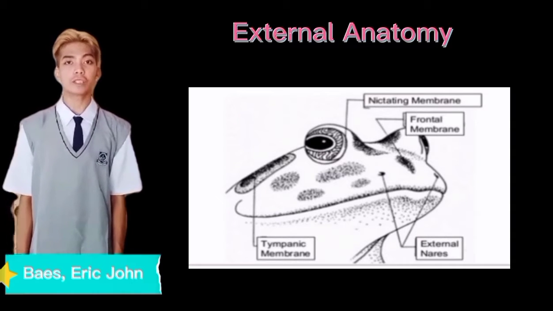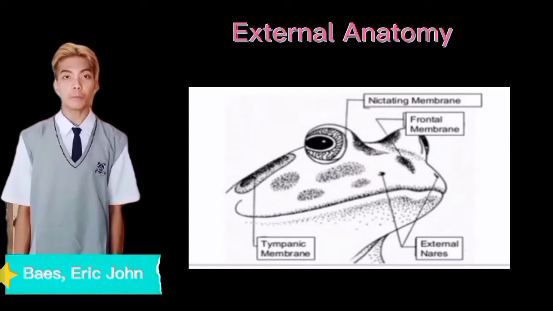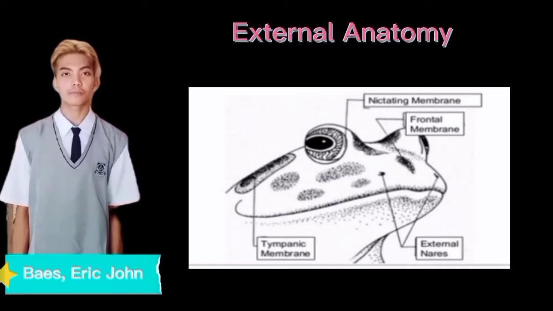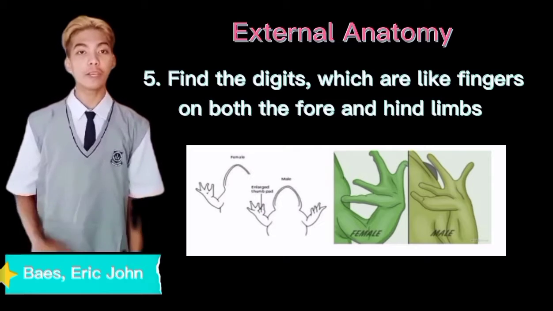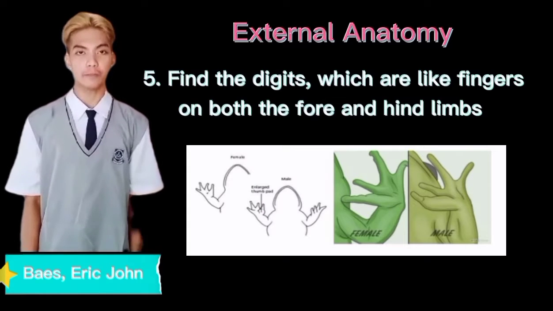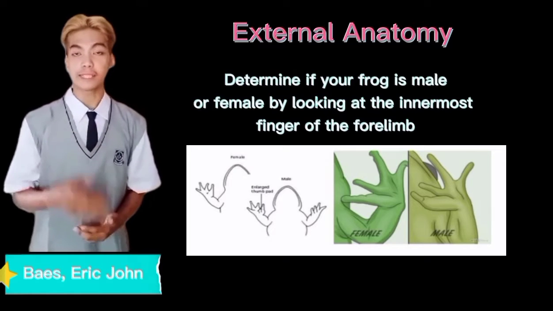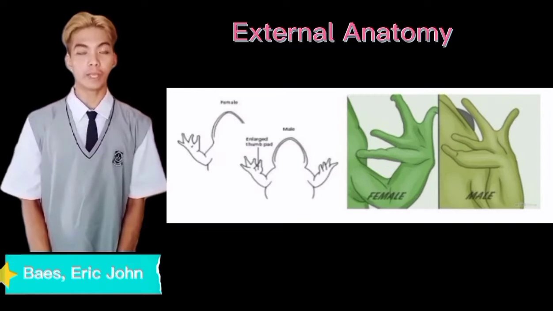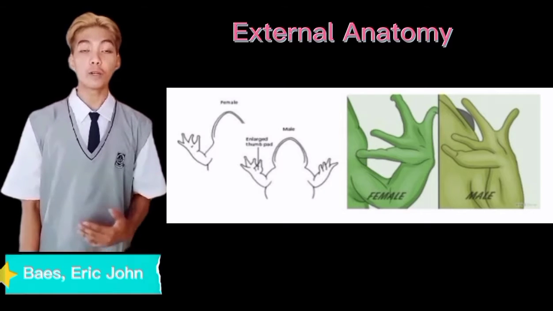In the picture, it is clearly shown the different external parts of a frog, which are the tympanic membrane or the eardrum, the nictitating membrane, and the external nares or nostrils. For the fifth step, we have to find the digits, which are like fingers on both the fore and the hind limbs. And the last step is we have to determine if our frog is a male or female by looking at the innermost finger of the forelimb. In the picture, you can see the big difference between the innermost finger of the forelimb of the male frog and the female frog.